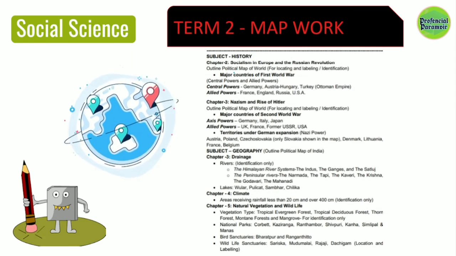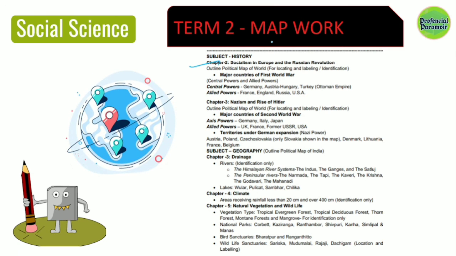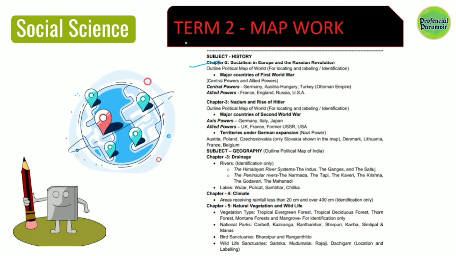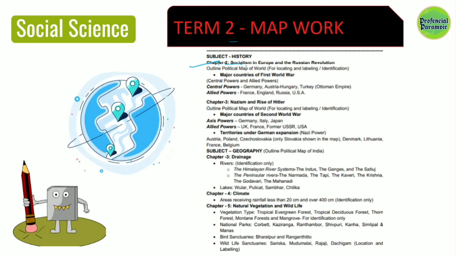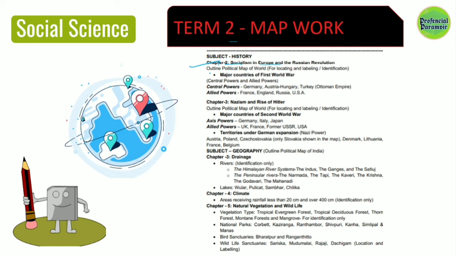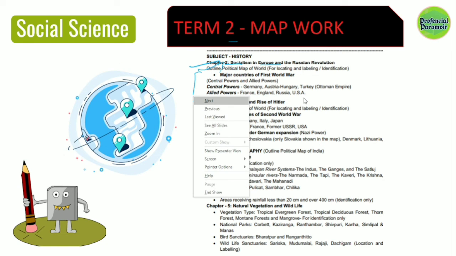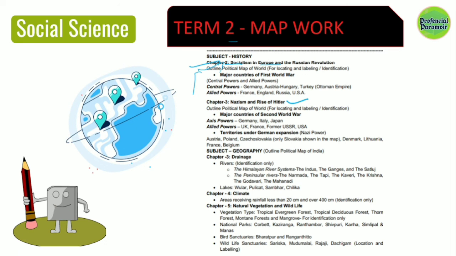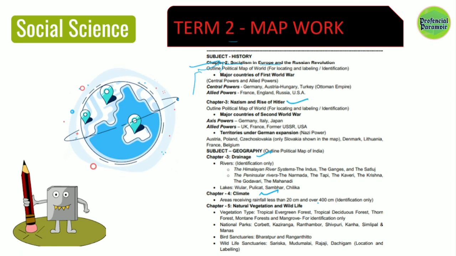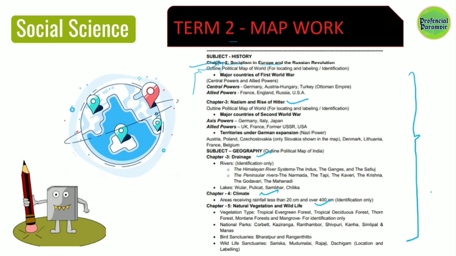So now let us see the map work from history. So this is a map work which is going to come in term 2. From chapter 2 of history, socialism, this is a map work. You can just see, map work is going to come from the chapter Nazism also. Then drainage, climate, natural vegetation. You can make a note of these map work.